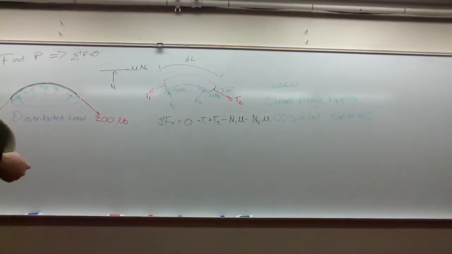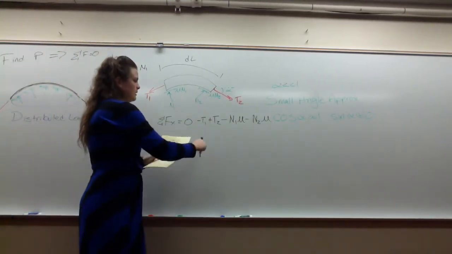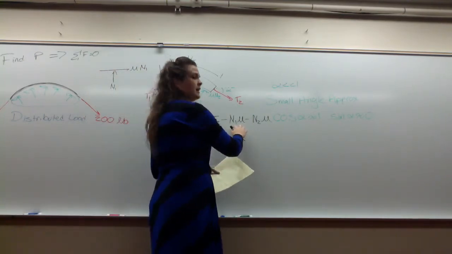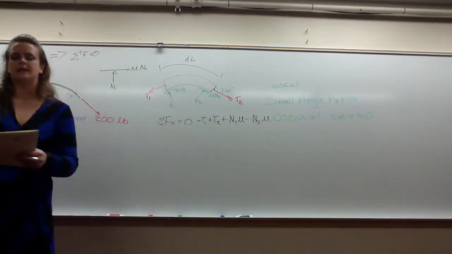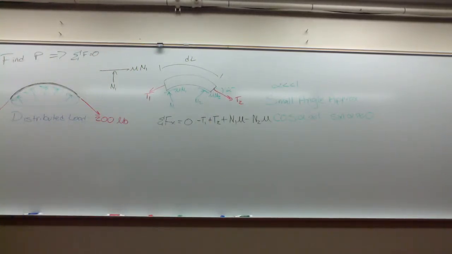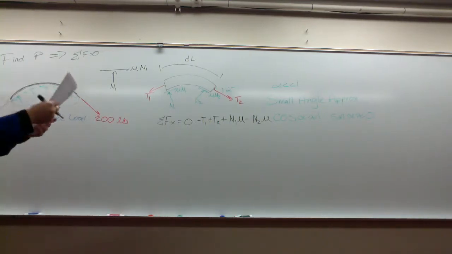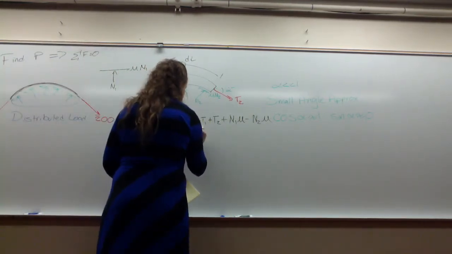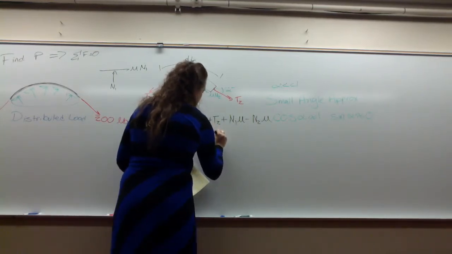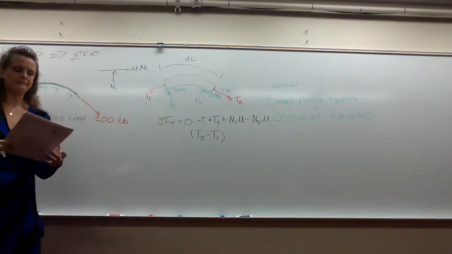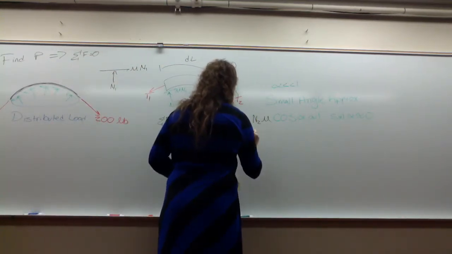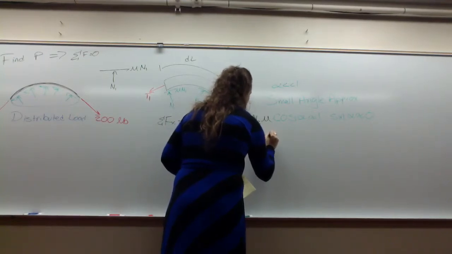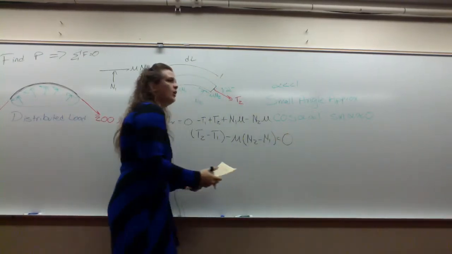So we have minus T1 plus T2 minus N1 mu plus N1 mu minus N2 mu. Everyone agree? So we can do some rearranging here. Get T2 minus T1 minus mu times N2 minus N1 all equals 0.